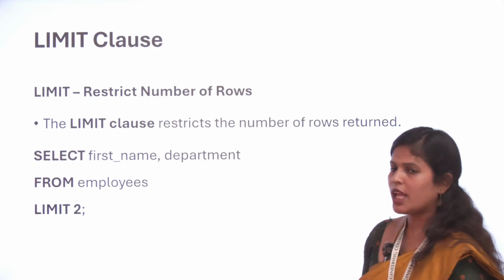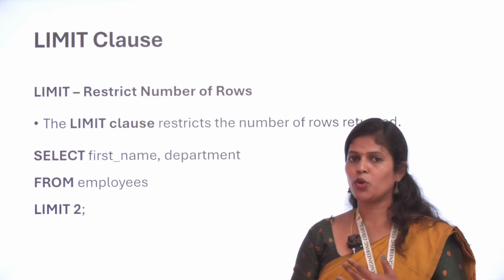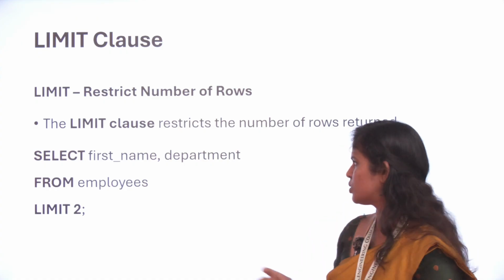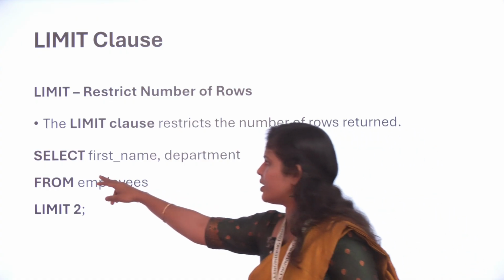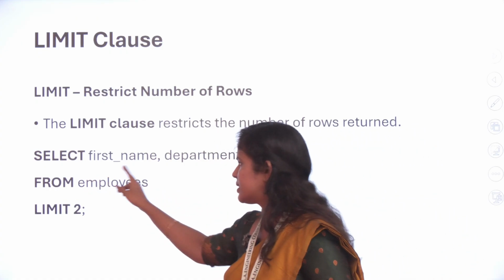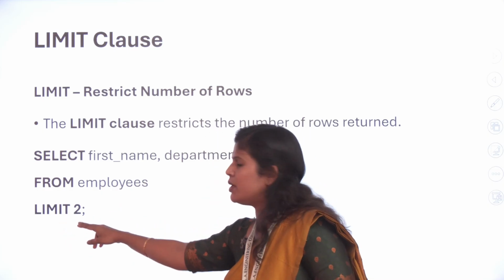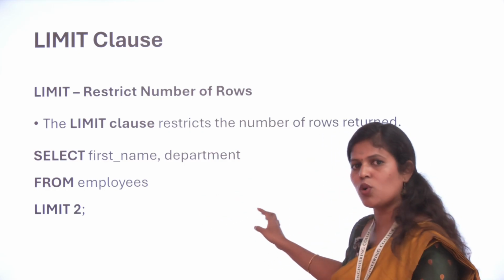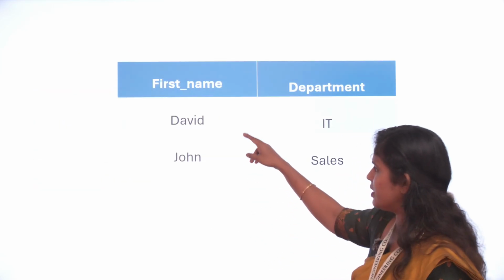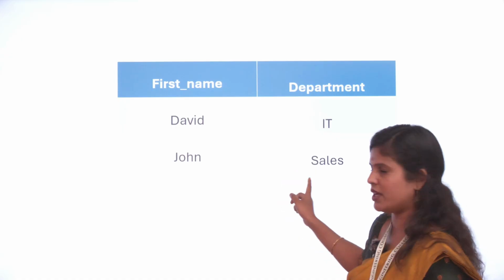And the LIMIT clause will help you restrict how many rows you want to display. Here, with this SELECT statement, in addition we have given LIMIT 2, so that the first 2 rows will be displayed. David and John will be displayed here.